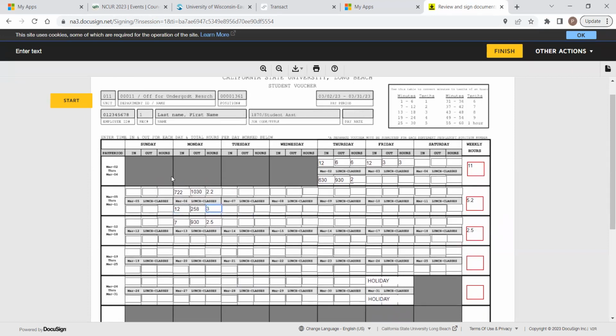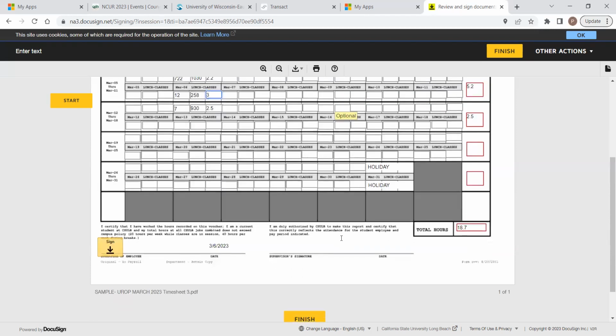As previously mentioned, you should be doing this on a computer. Try not to do this on your phone, because it does get a little bit more tricky on your phone. If you don't have a computer, or you don't have access to a computer, you're more than welcome to come to our office located at SSC 120. We have laptops here that you're more than welcome to use to complete your timesheet, okay?